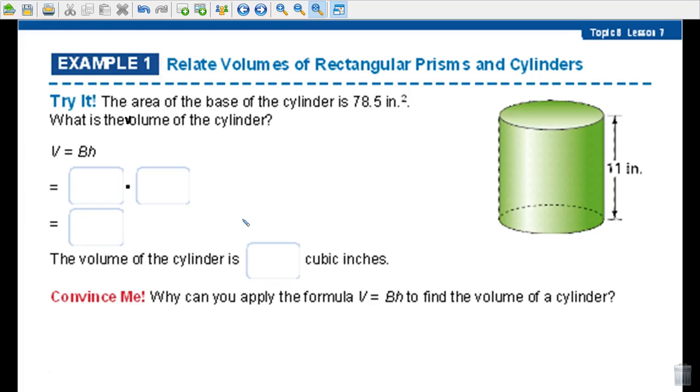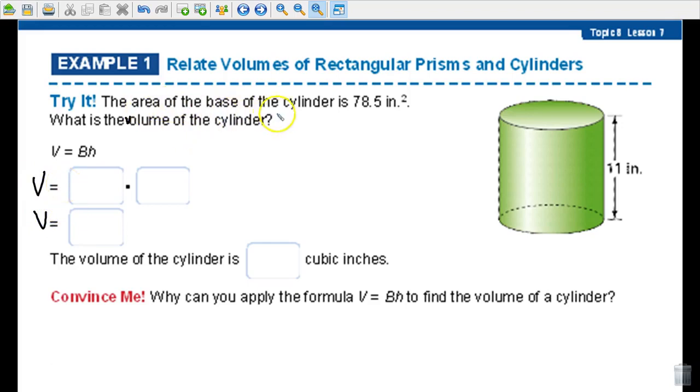All right. So V equals BH. What does the B stand for? The area of the base. You're right. So what is the area of the base? What is this B that we plug in right here?